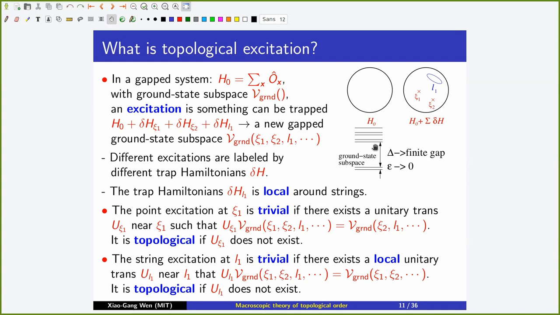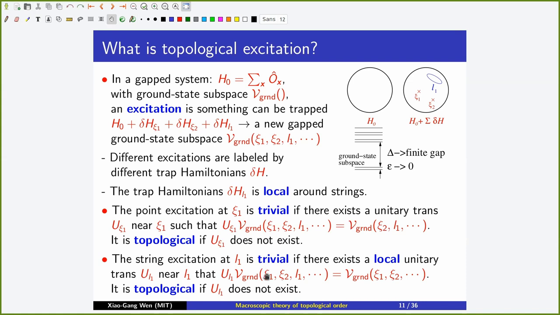And if you can deform the trap to zero without closing the energy gap, that means this trap is nothing. So that's a trivial excitation. The trivial trap means you can deform the trap to zero and you do not close the energy gap. However, if whenever you deform the trap to zero you always close the energy gap, that means my trap is something non-trivial. So that's called a topological excitation. Then two topological excitations are equivalent if their traps can be deformed to each other without closing the energy gap. So that's the usual definition.